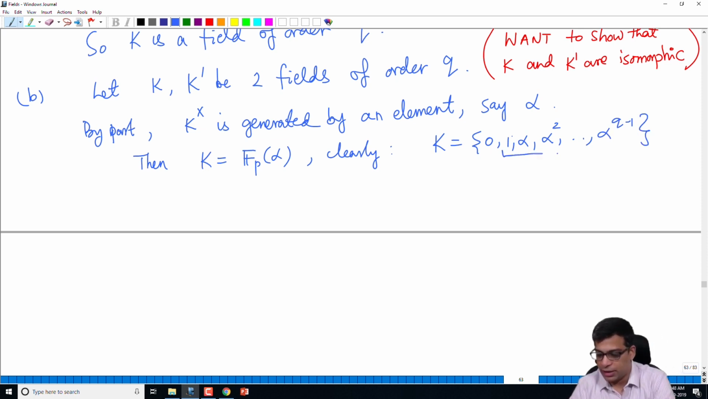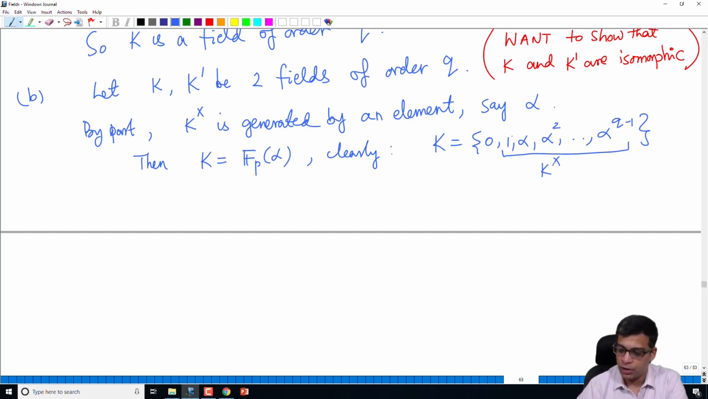because other than 0 the remaining elements are in K cross, which is a cyclic group of order q minus 1 generated by alpha. So K cross contains elements of the form 1, alpha, alpha squared, up to alpha power q minus 1, and K of course contains 0, so K is this. What is the meaning of being Fp alpha? That means every element of K is supposed to be a polynomial in alpha. In fact, every element of K is a very simple polynomial in alpha. Every element of K is either 0 or in fact a power of alpha. So this is certainly true.